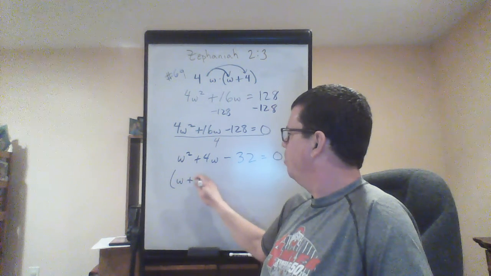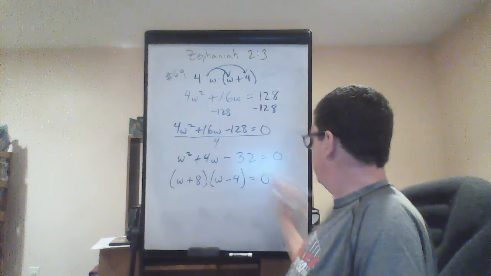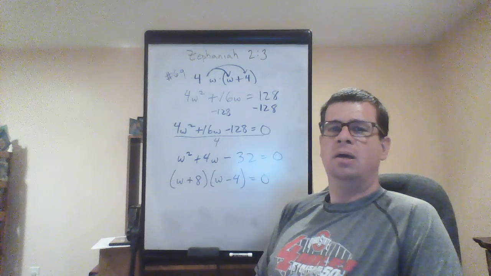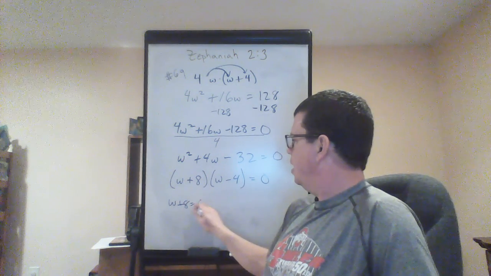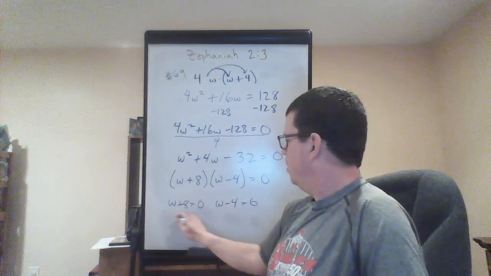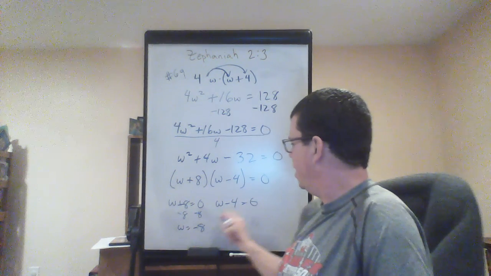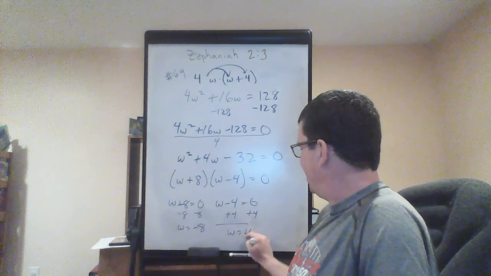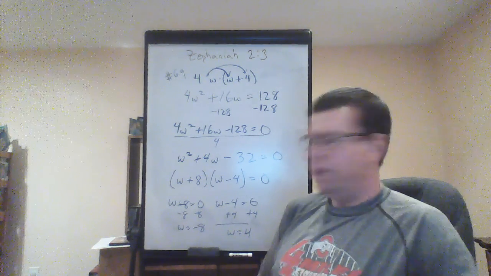So I can factor it as W plus 8 and W minus 4 equals 0. Now I use my zero product property. W plus 8 has to equal 0, or W minus 4 has to equal 0. Solving these, subtract 8 on both sides, I get W equals negative 8. Adding 4 on both sides, I get W equals 4. So we solved the equation.